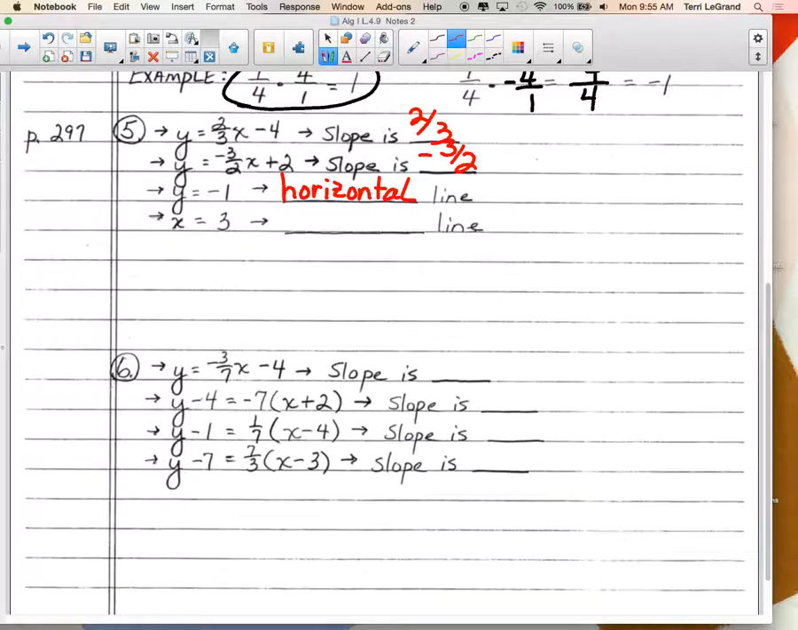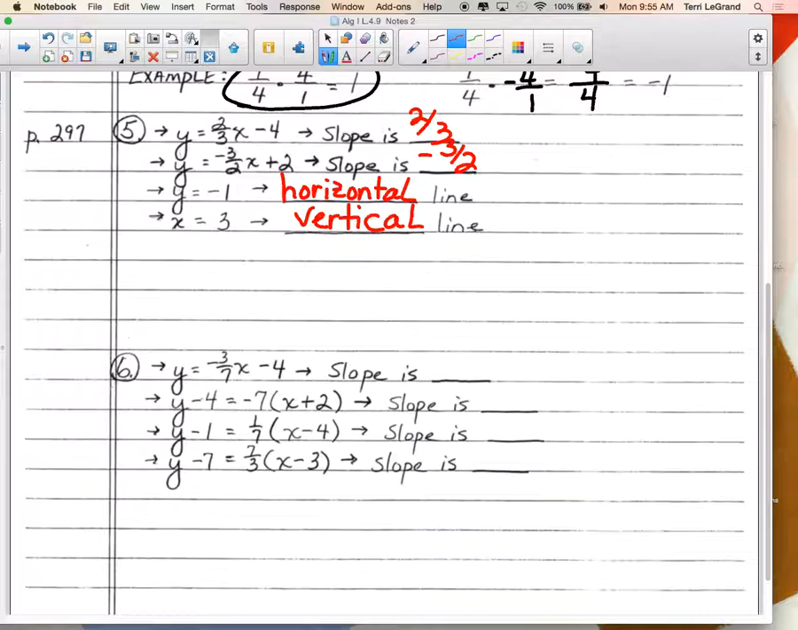Okay, tell me what x equals 3 is. It's a vertical line. When the y's are missing, it's a vertical line. When the x's are missing, it's a horizontal line. Remember I told you to plant that. Okay, so we have a vertical line here. The y's are missing. Okay, do we have any perpendicular lines here?